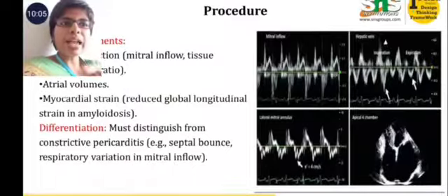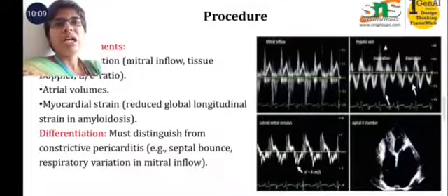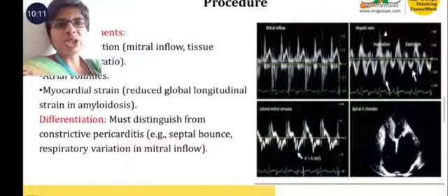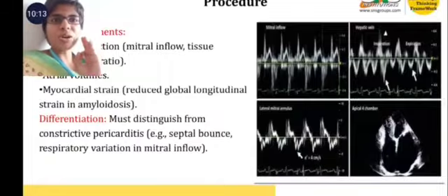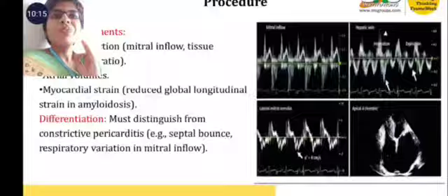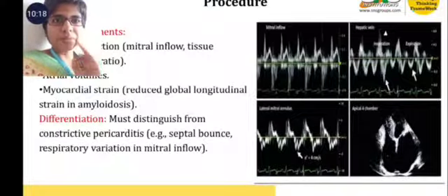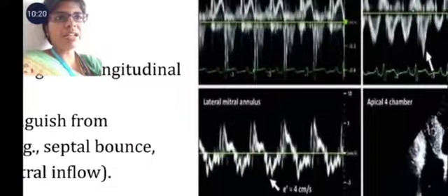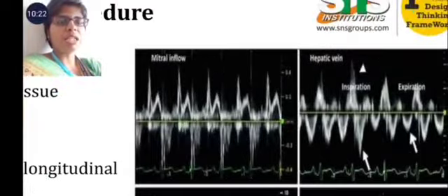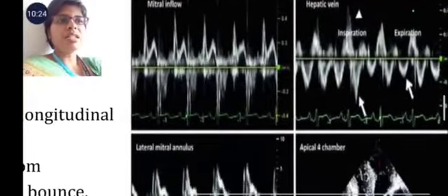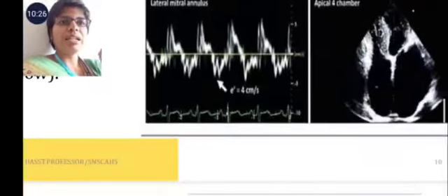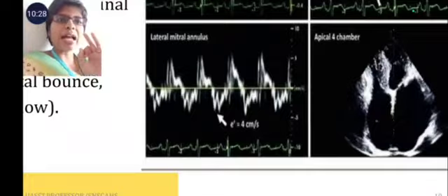Third one is lateral mitral annular Doppler, and fourth one is four chamber window. Diastolic dysfunction, atrial volume, myocardial strain for LVEF calculation. Mitral inflow using pulse wave Doppler. This is hepatic wave Doppler, and this is a lateral mitral annular Doppler.